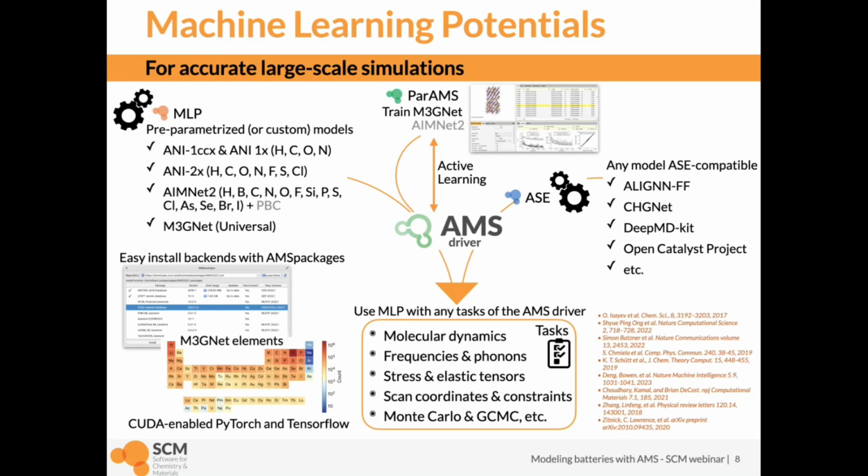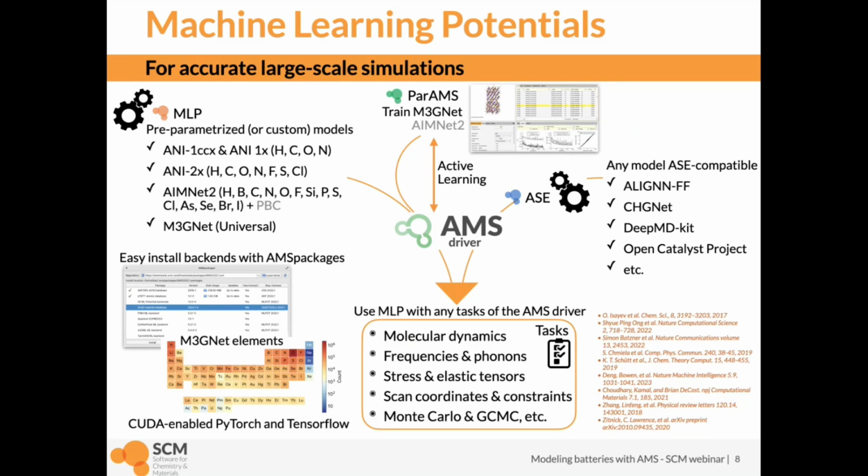Here I'm showing a summary of the different machine learning models that you can use with the Amsterdam Modeling Suite. We have an MLP module. From there, you can use some pre-parameterized machine learning models, which include M3GNet, a graph neural network potential. It's universal. It's been optimized over the Materials Project database, so it pretty much knows all the atomic interactions in the periodic table. We also have pre-parameterized models based on the ANI potential.